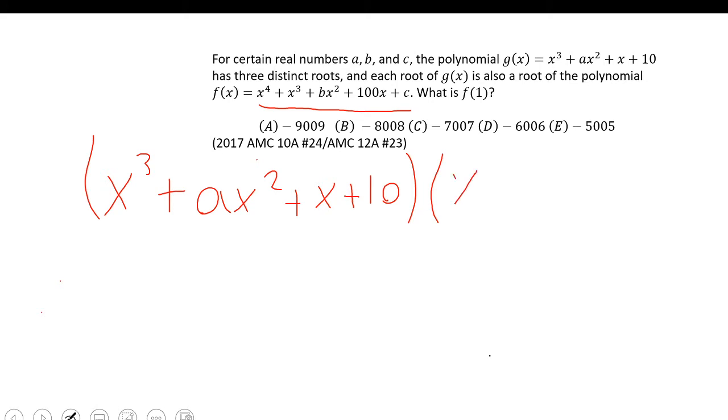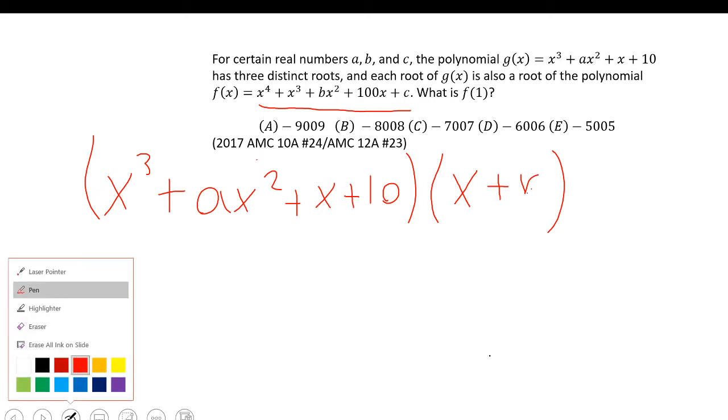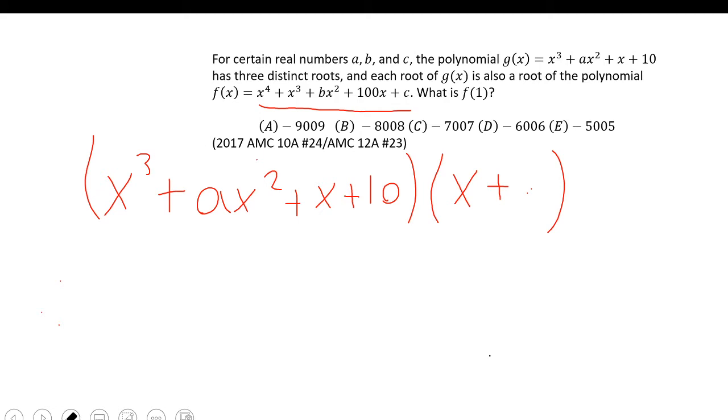Because x cubed times x gives me x to the fourth. So I need x, and this means that we have a linear factor. So this is x plus r, where r is a constant, right? So we have x plus r as our extra linear factor. Then when I multiply this, I need to get this f of x, right? It's x to the 4 plus x cubed plus bx squared plus 100x plus c.